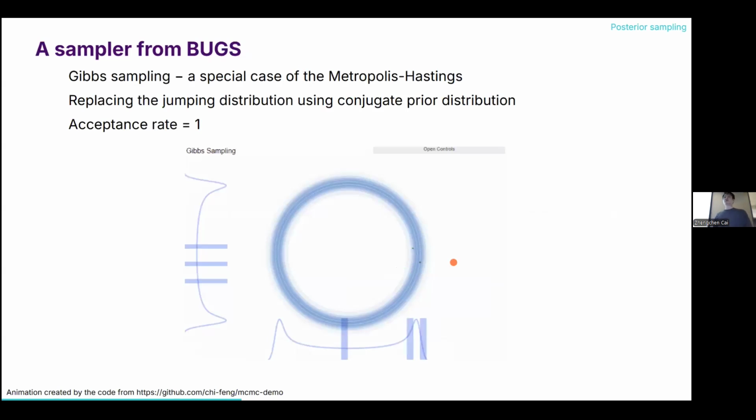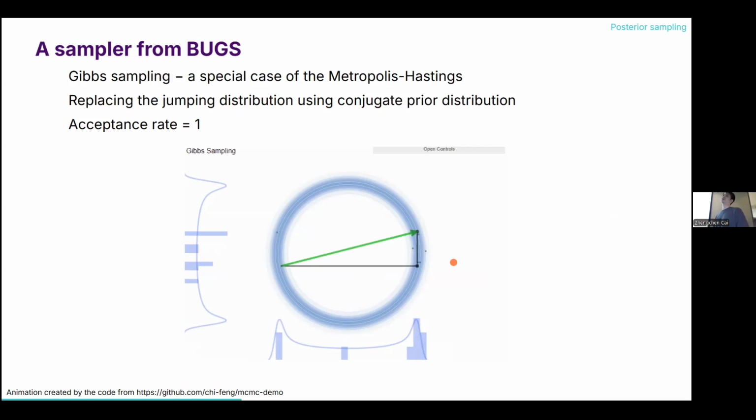And now we move to another more advanced sampler, which is called Gibbs sampling. And there is a famous software in Bayesian history called BUGS. It's funny to call software bugs. It's Bayesian inference Using Gibbs Sampling, right? And it's actually a special case of Metropolis-Hastings.